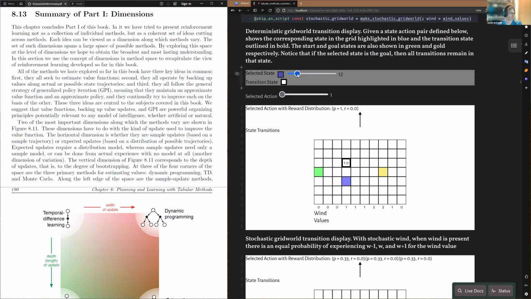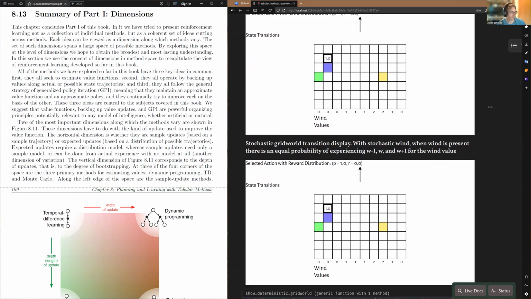So here, I'll move the state out of the wind. Here the wind values are 0. So if you're in this state, every direction you move just transitions into the adjacent state. And this number here represents the probability of the transition. Here it's showing that moving up, you get a reward of 0 with probability 1. These grid worlds are set up so that there's a reward of 1 for reaching the goal. There are alternative ways to set up the reward, but that's how this one is defined.